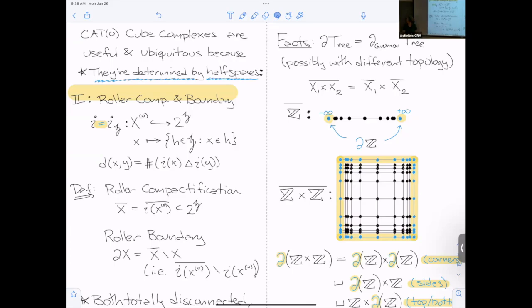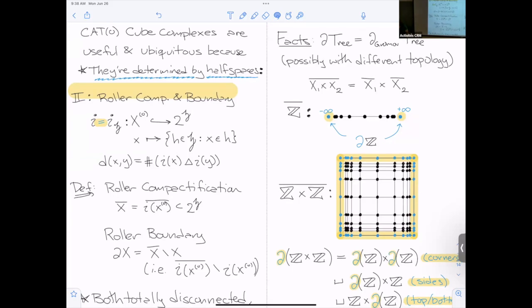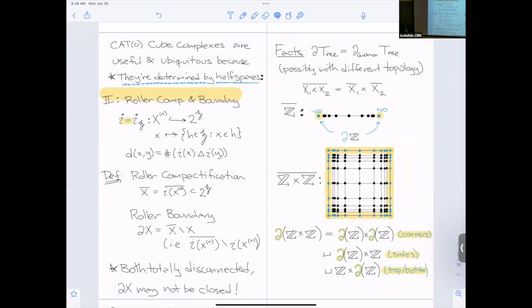So everybody's totally disconnected here. And if x is not locally compact, then it's possible that this boundary is not closed. However, the compactification is, of course, compact.